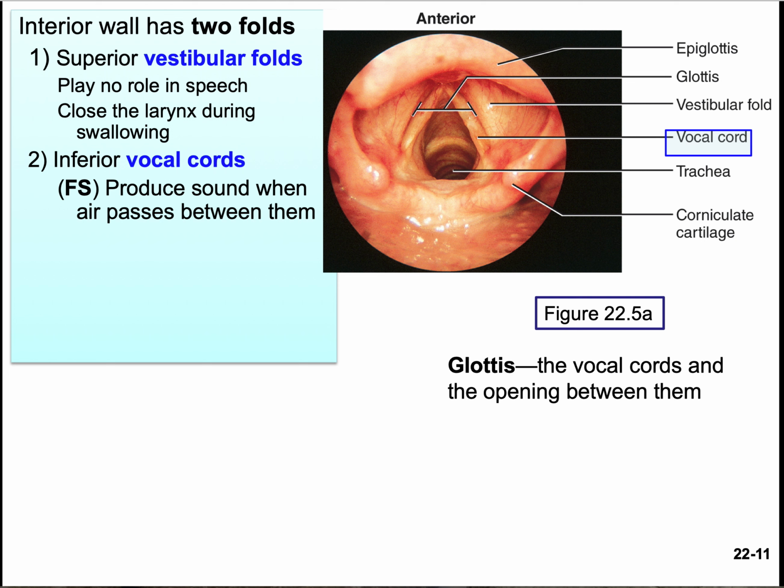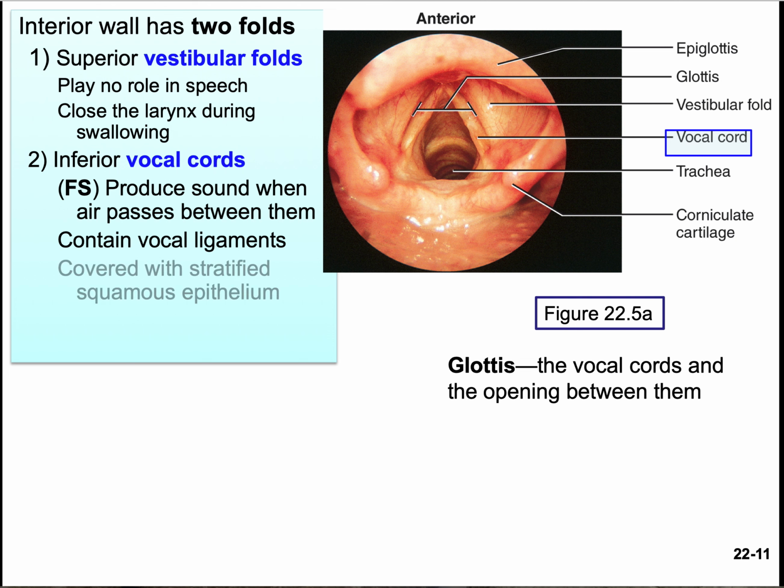Vocal cords are producing a sound. Air passes between them. You can see there's a rounded edge, so that's the likely location of the vocal ligaments. Covered with a stratified squamous epithelium, but it's not keratinized. You can see it's wet. And of course, it's going to vibrate, right?